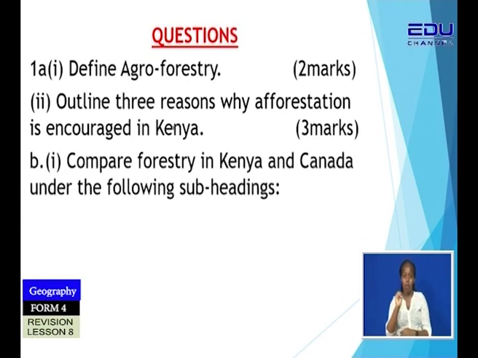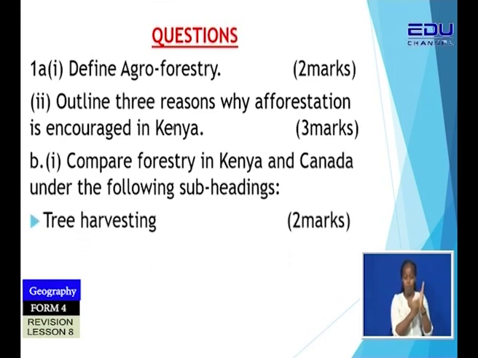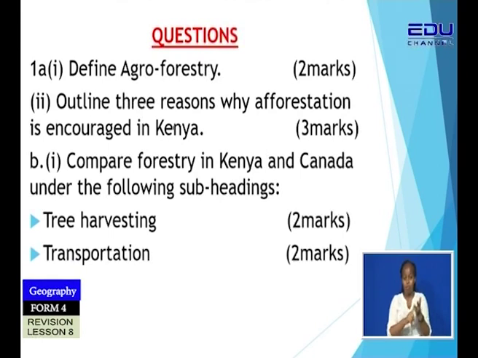The third question, that is B part 1, it says compare forestry in Kenya and Canada under the following subheadings. So these are the subheadings. The first one is tree harvesting. The second one is transportation. And when you look at those parts or subheadings, each of them carries 2 marks.